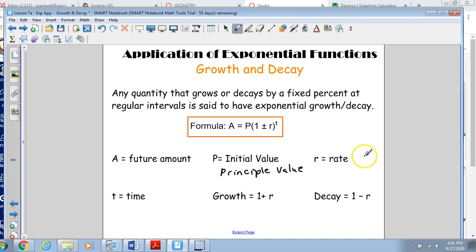R stands for the rate. This is always a percent, and we always want to write this as a decimal. T stands for the amount of time, and if it's growth, then we will have 1 plus the rate of growth, and if it's decay, we will have 1 minus the rate of decay.